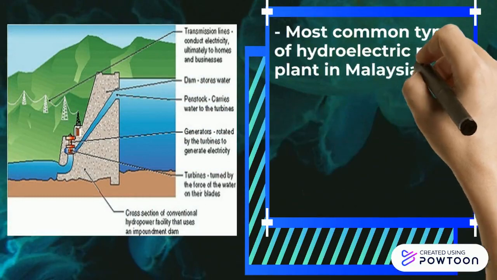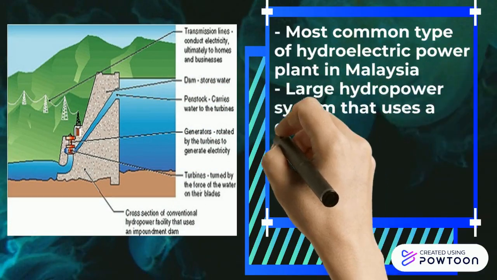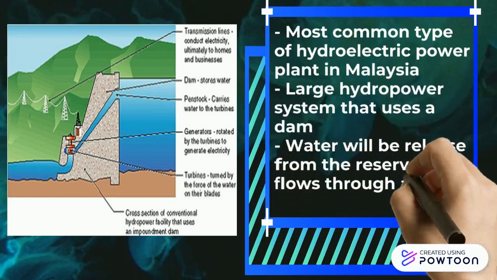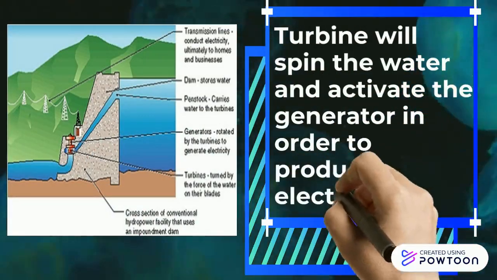It is a large hydropower system that uses a dam to store river water in a reservoir. Water will be released from the reservoir and flow through a turbine. The turbine will spin and activate the generator in order to produce electricity.